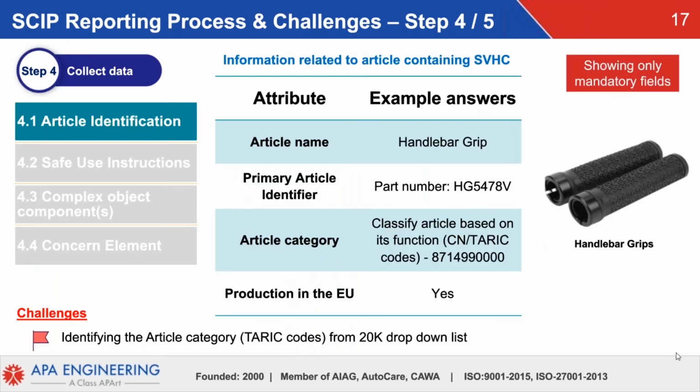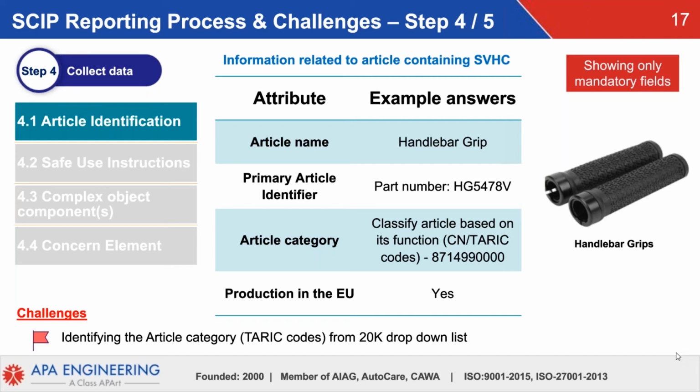While collecting the data from the suppliers, the customer needs to be very careful in asking for the complete details at a time for creating the SCIP dossier. The SCIP dossier has fundamentally 4 sections: article identification, safe use instructions, complex object components, and concern element sections. Altogether, there are 24 attributes in the SCIP dossier. However, there are 11 attributes that are mandated to be filled, which we will be covering in the subsequent slides.